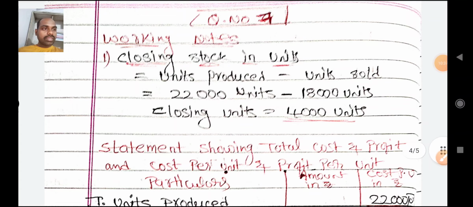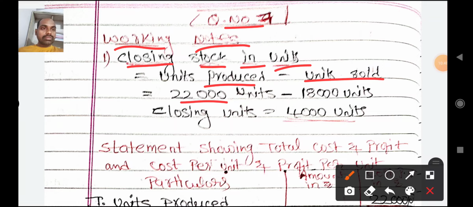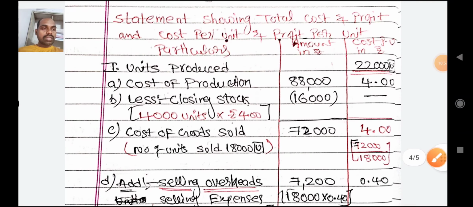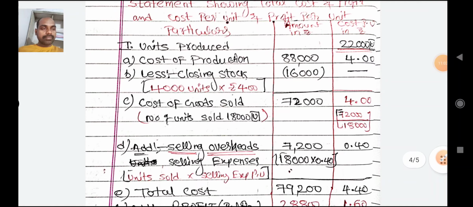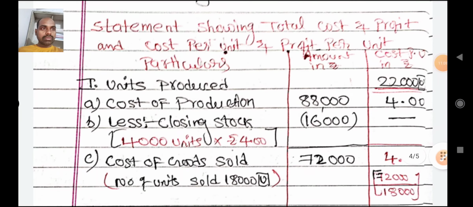So working note calculate कर लेना है. Working note 1. Okay, question number 7 we are doing. Closing stock in units is equal to units produced minus units sold. 22,000 units minus 18,000, closing stock units is 4,000 units. Okay, now statement showing total cost or profit, इसका एक स्टेटमेंट बना रहे हैं अपन, तो जल्दी से ये भी देख लीजिए, फटाफट हो जाएगा.